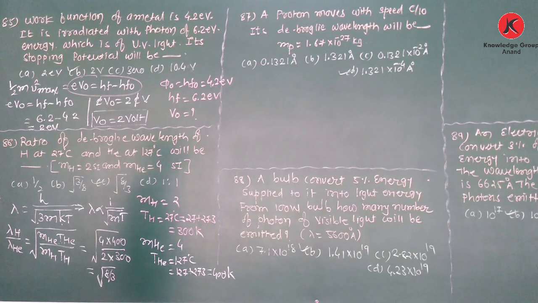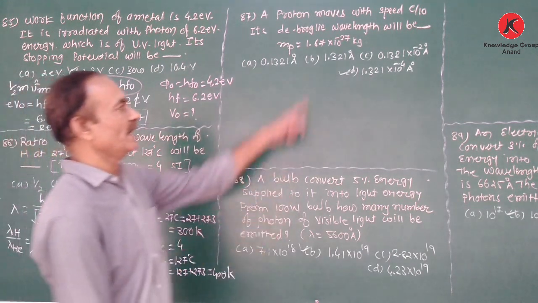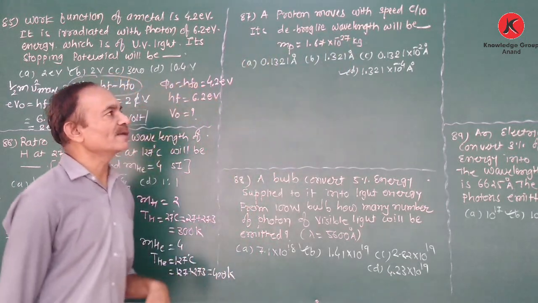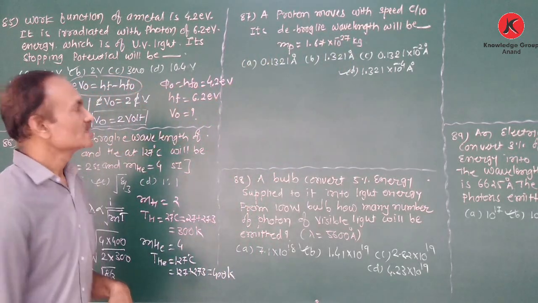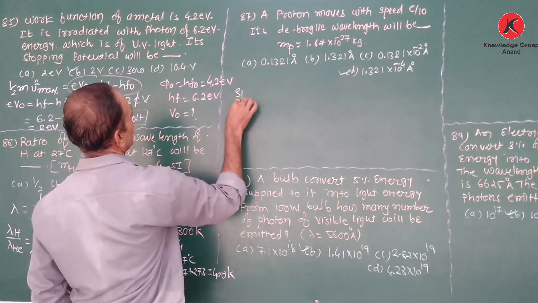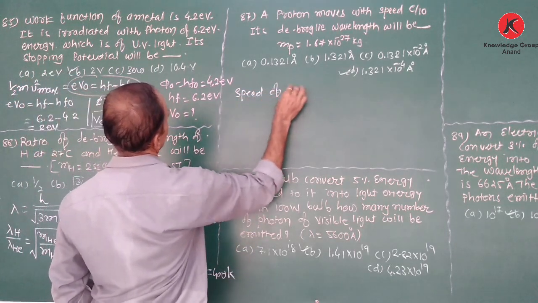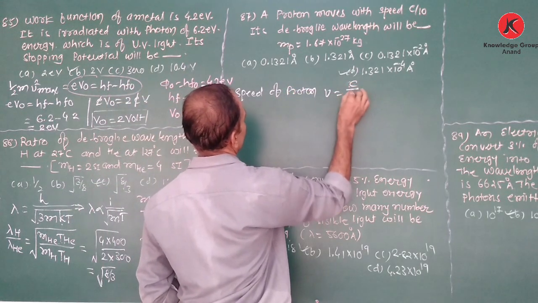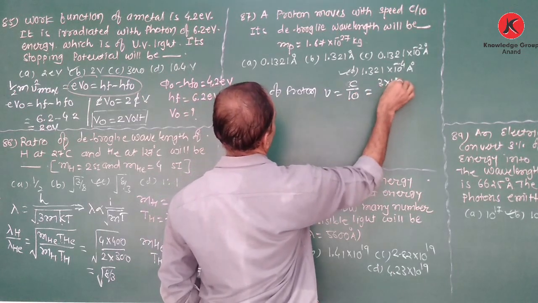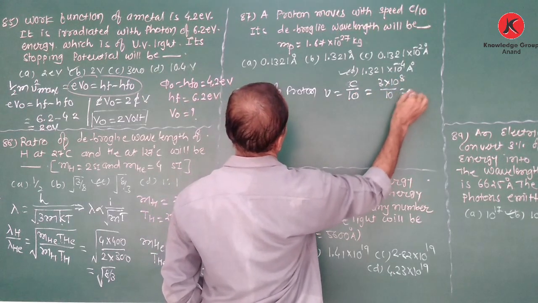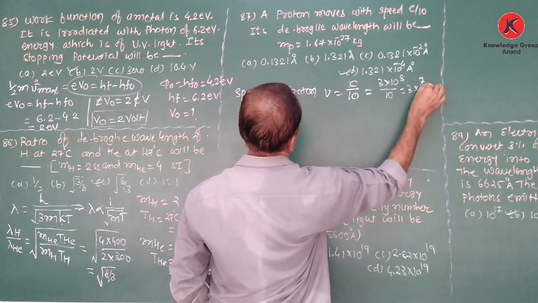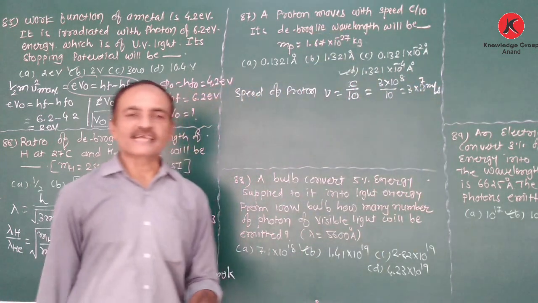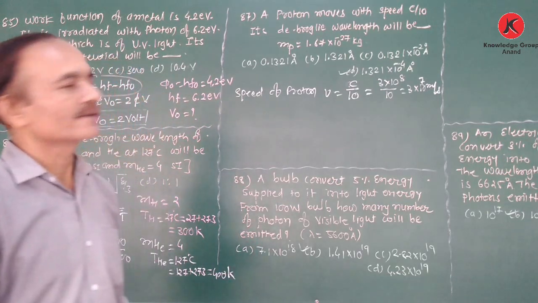Now next, a proton moves with a speed c by 10. It means the 10th part of the velocity of light in vacuum. So its de Broglie wavelength is required. The speed of the proton v is equal to c by 10. C, we already know, is 3 into 10 to the 8 upon 10. Therefore, 3 into 10 to the 7 meter per second. That is the speed of the given proton.